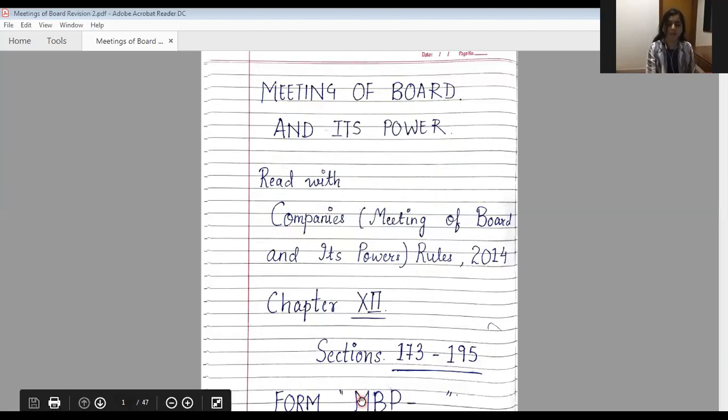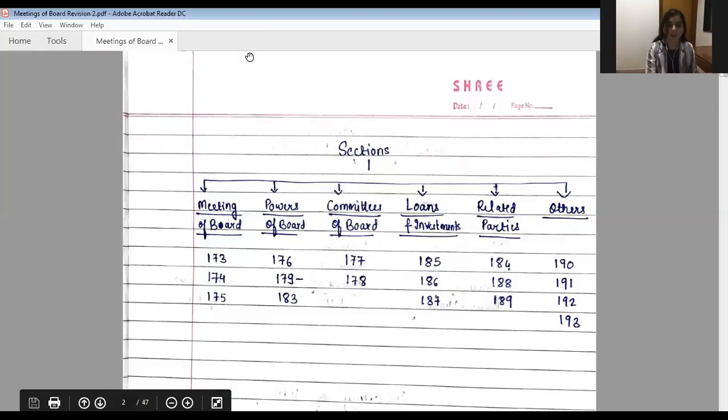The form is MBP. Now this chapter will be revised by dividing it into 6 parts. That is, first is meeting of board, second is powers of board, third is committee of boards, fourth is loans and investments, fifth is related parties, and the next is others.